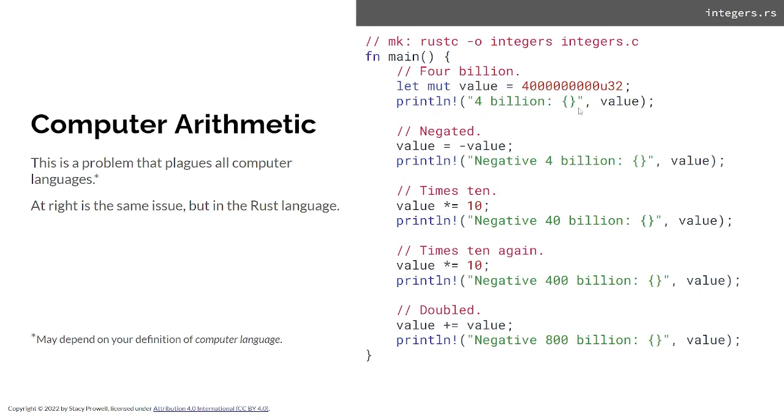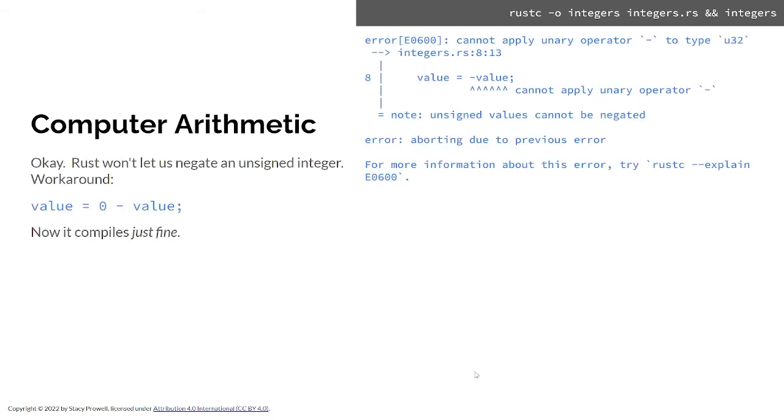This is how you print it out. We print out the value and say 4 billion is this. We then negate it. We print out what negative 4 billion is. Multiply it by 10. Print out what 40 billion, 400 billion, and 800 billion are. There you go. So let's try it.